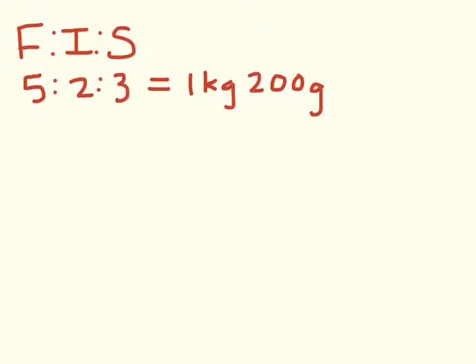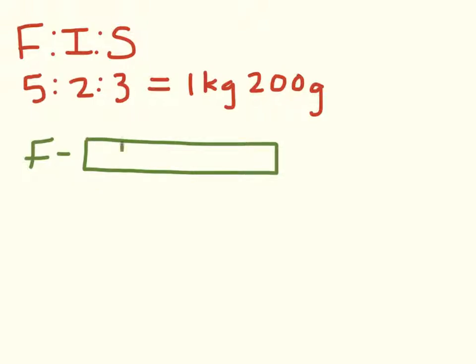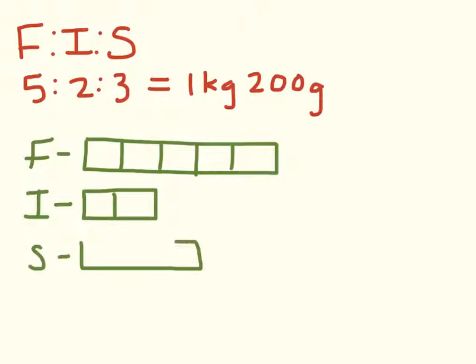So we'll begin by drawing a bar model to represent the number of units of each ingredient. So the feldspar has 5 units. The iron oxide has 2. And the silica has 3.